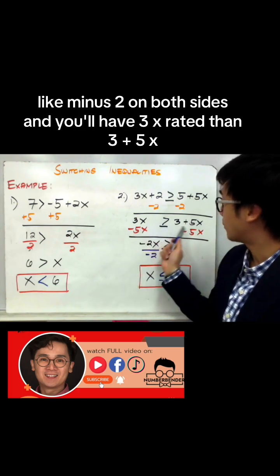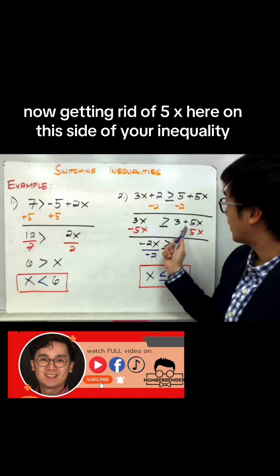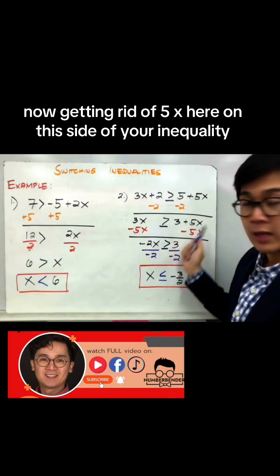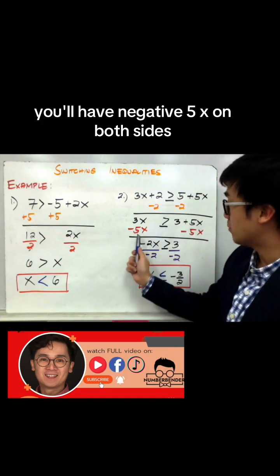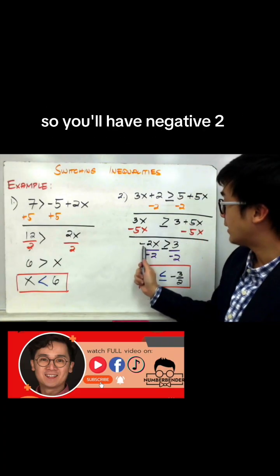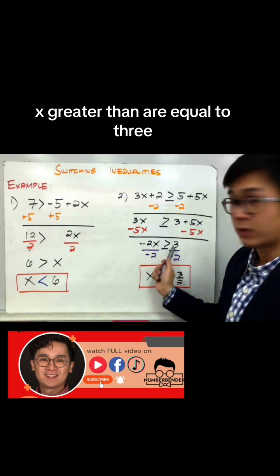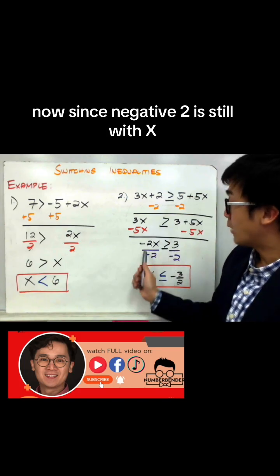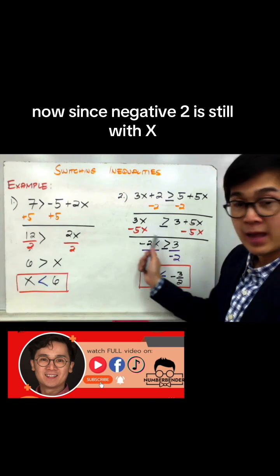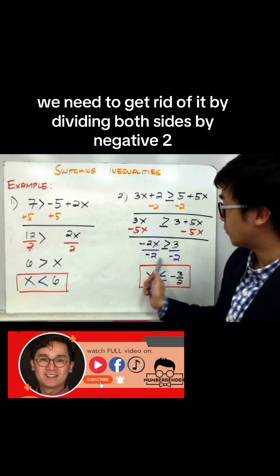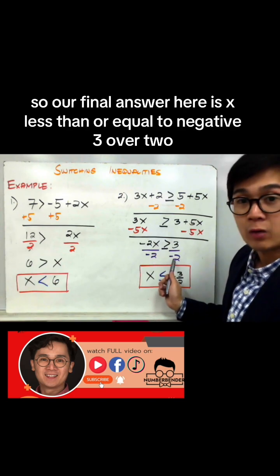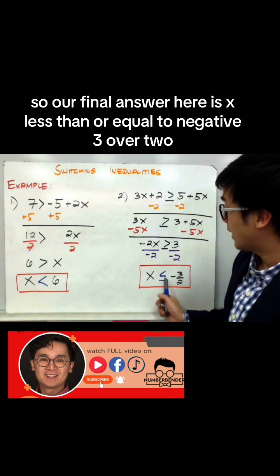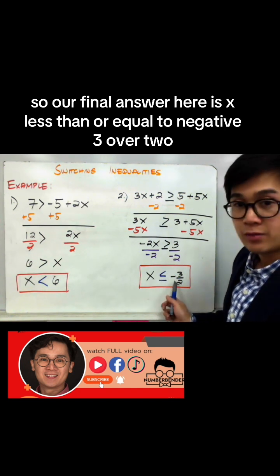You'll have 3x greater than or equal to 3 plus 5x. Now getting rid of 5x on this side of your inequality, you'll subtract 5x on both sides, so you'll have negative 2x greater than or equal to 3. Now, since negative 2 is still with x, we need to get rid of it by dividing both sides by negative 2. So our final answer here is x less than or equal to negative 3 over 2.